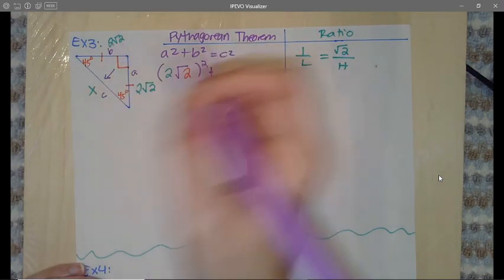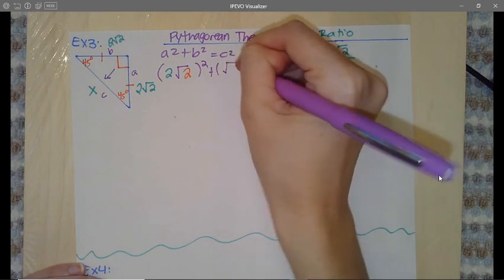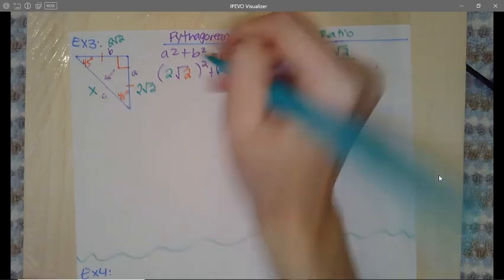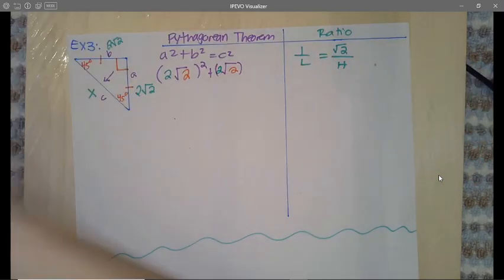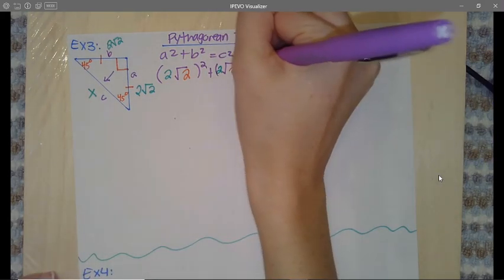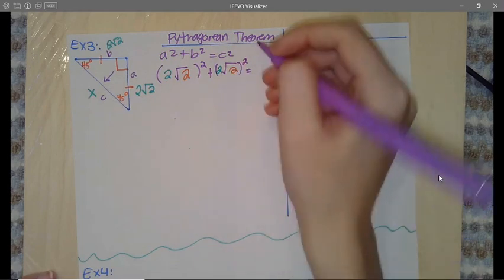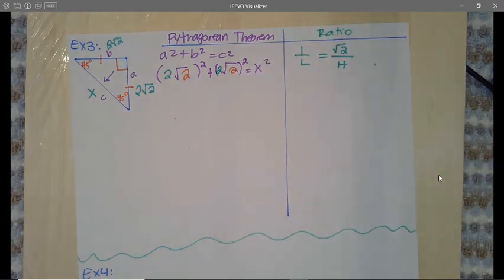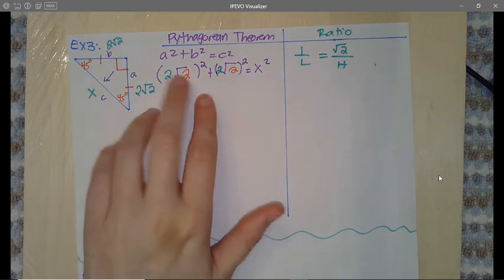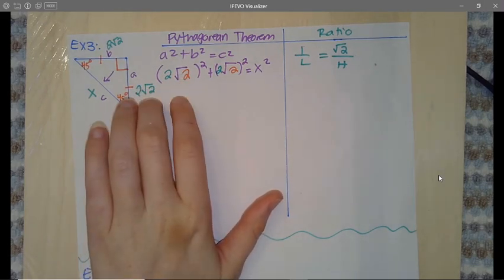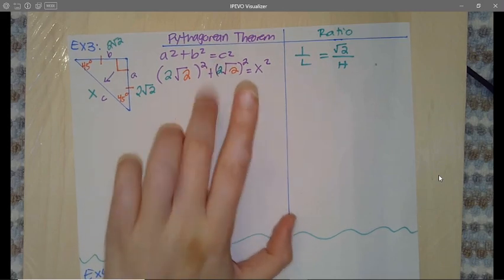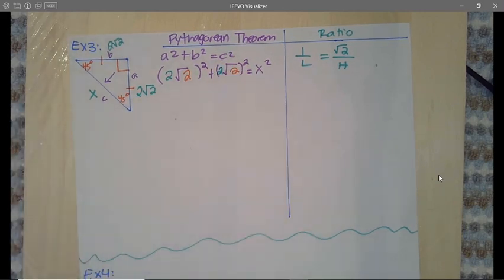Plus b squared, well, b is also 2 root 2, so I'm going to write it the same way, so 2 root 2. I dropped my pen. Okay, so 2 root 2 squared, and that will equal c squared, which c squared is x squared. Okay, now, whenever you square a number, you multiply that number to itself. So I'm going to rewrite this as 2 root 2 times 2 root 2, plus 2 root 2 times 2 root 2, and then I'll explain how you deal with square roots and how to multiply two square roots together.